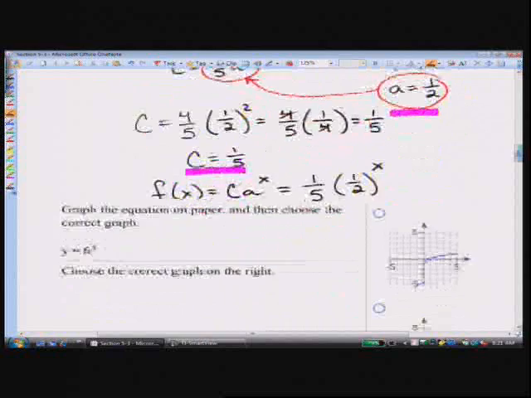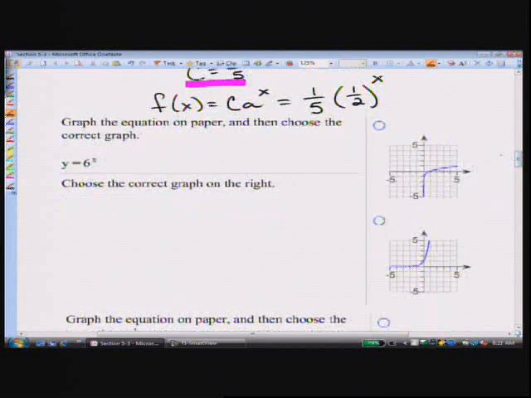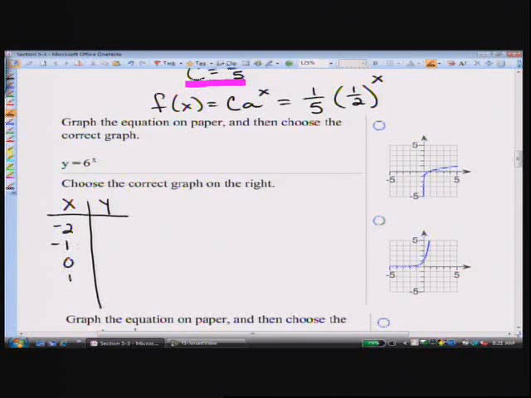Okay, let's talk about the graphs of these exponential functions. They ask you to graph it on paper. Of course, it's multiple choice, so I don't know. Maybe you will do that. Hopefully you will. If you were to graph something on paper, or in the sand or something, what you would want to do is make a table of values, make some numbers. So -2, -1, 0, 1, 2 might give us a good idea.